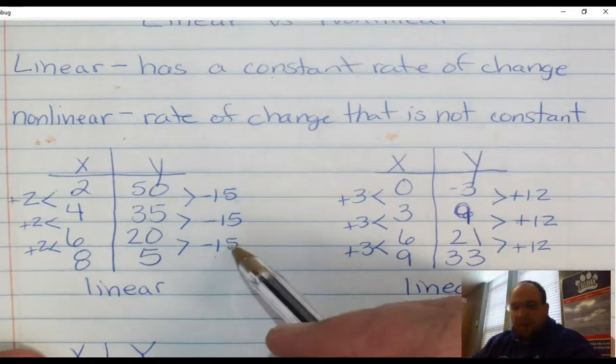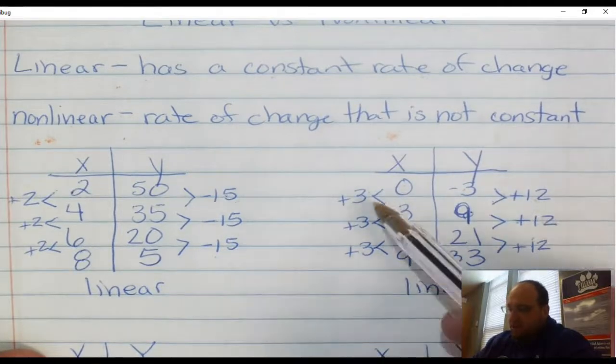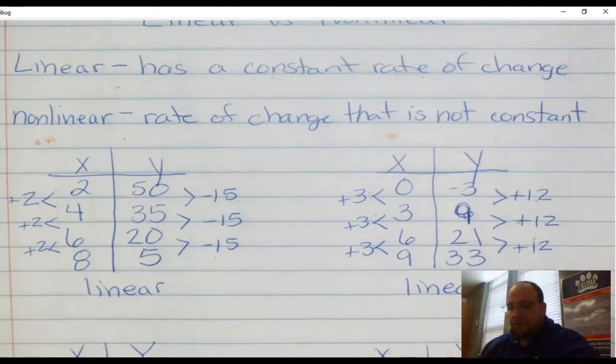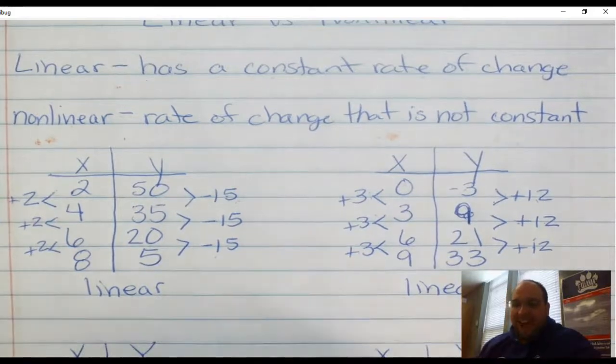Notice the same constant rate of change from each, and then over here, x is changing by the same amount. Okay, so let's look at two examples that are nonlinear.